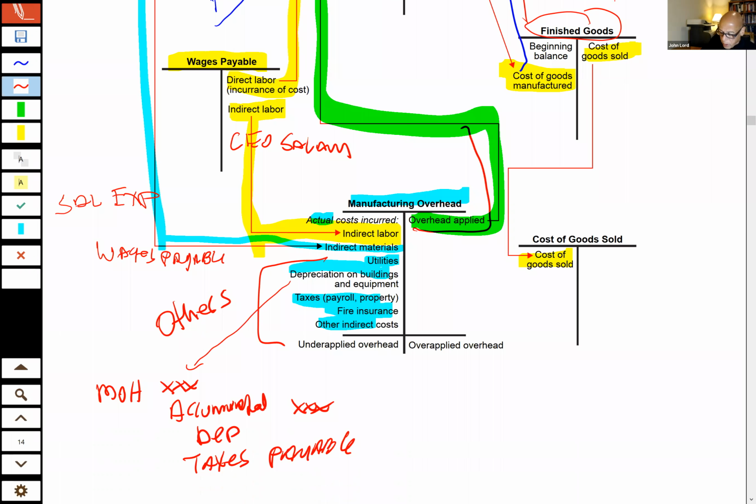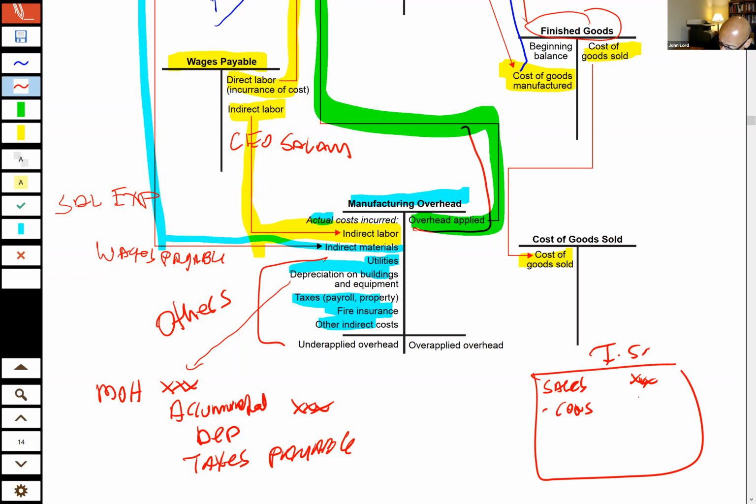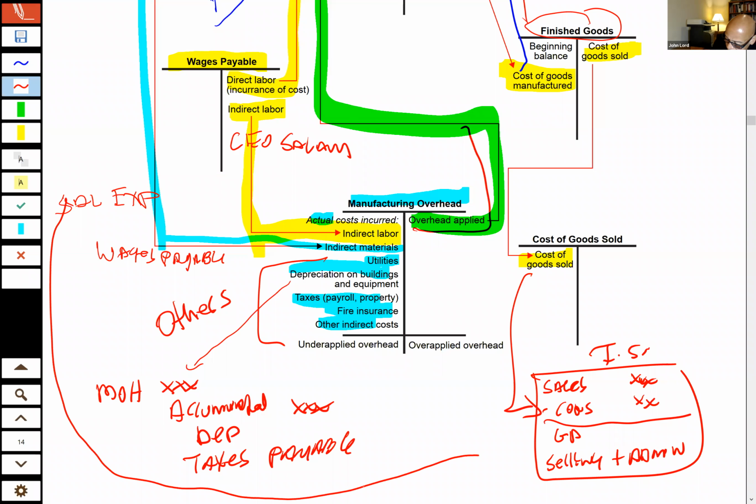Then when we prepare our income statement, it will show what? It will show sales, net sales, whatever, minus cost of goods sold. That number right there, okay? And that will give me gross profit. And then I'm going to report my selling and admin, for example, my CEO salary expense, in the period in which it's incurred.